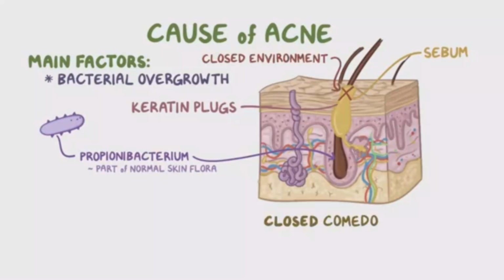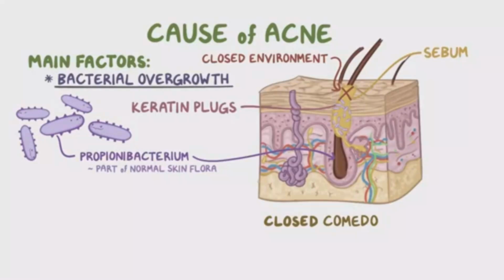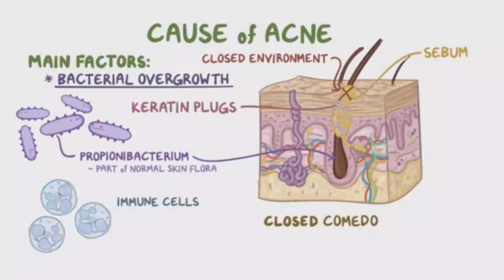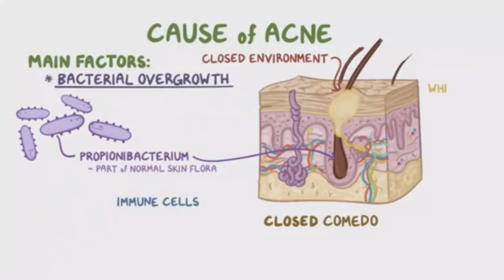In a closed comedo, the bacteria grow and grow, feasting on the keratin plugs and sebum, and they have no place to go, resulting in bacterial overgrowth. The overwhelming number of bacteria attracts immune cells, which head over and start attacking the bacterial cells. The result of this mix of bacterial cells and immune cells is white pus with surrounding red inflammation, and it's called a whitehead or a pimple.